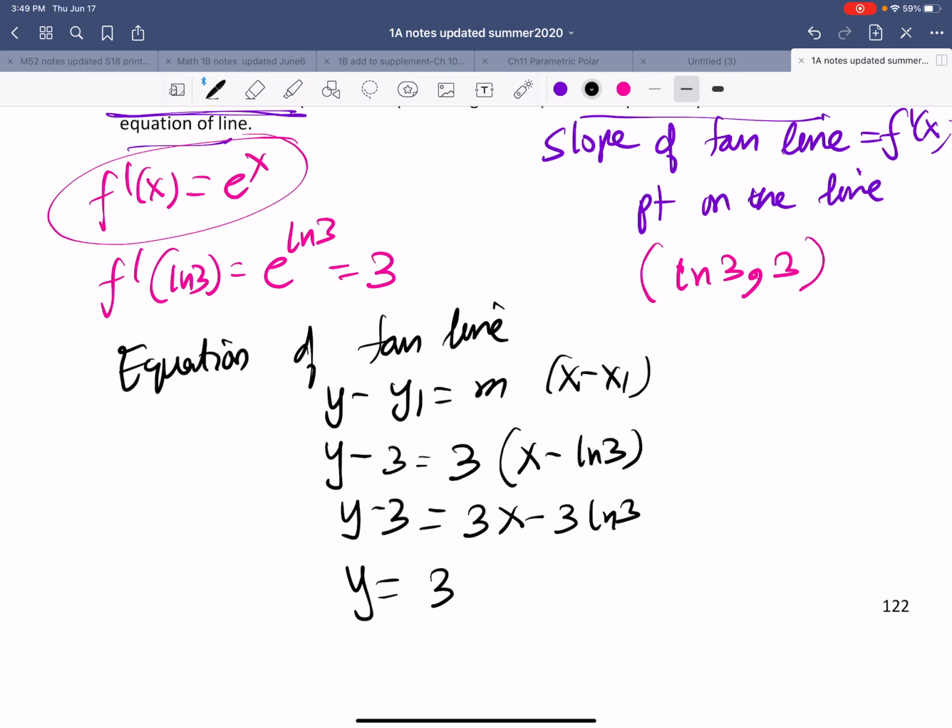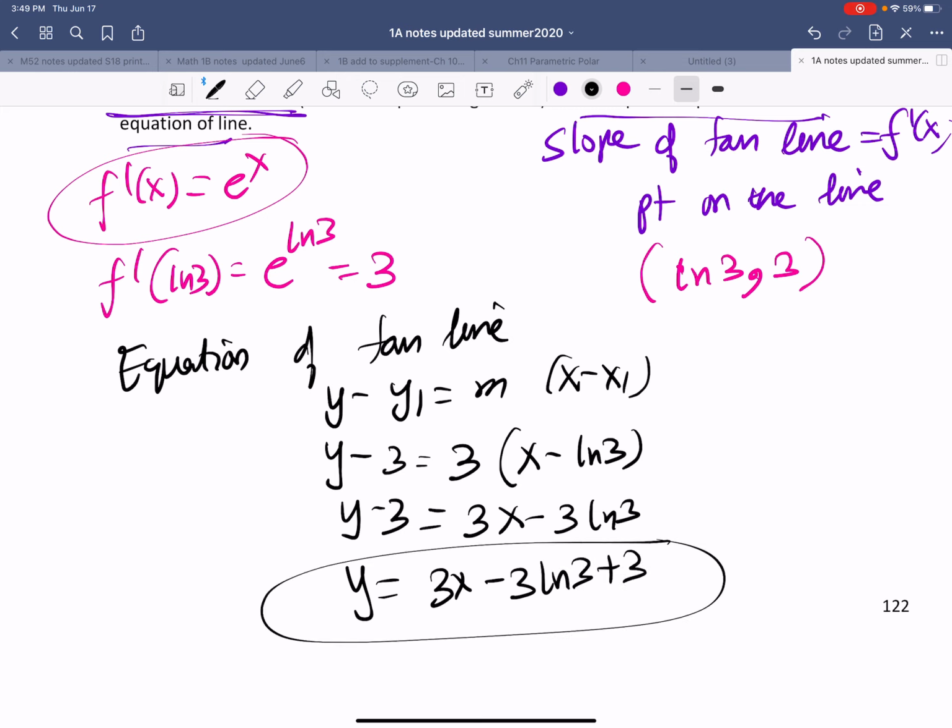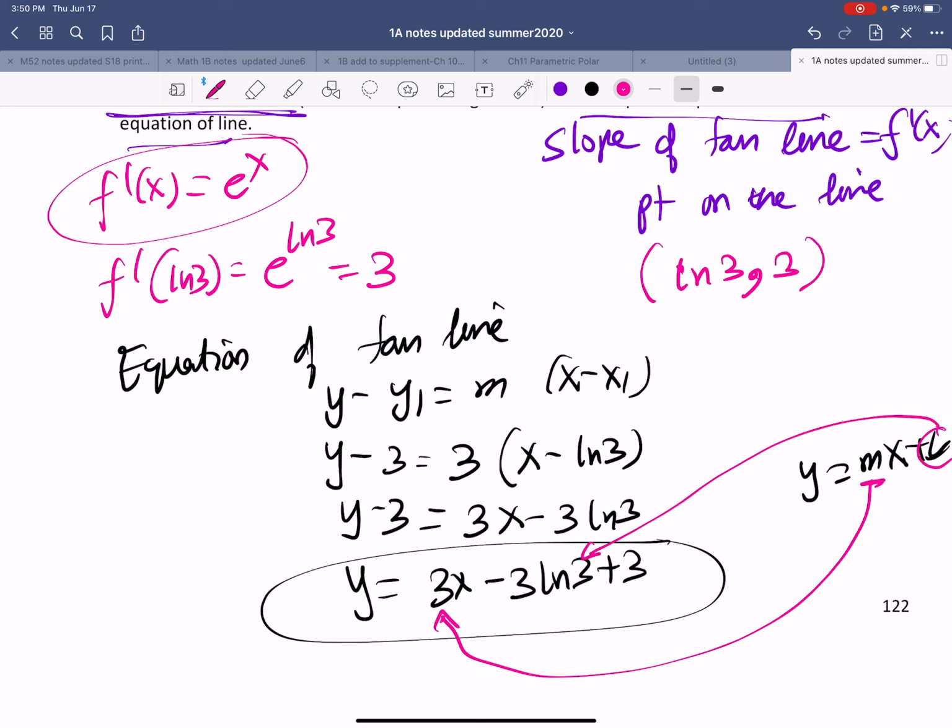And eventually add the 3 to the other side: y equals 3x minus 3 natural log of 3 plus 3. And that is going to be the final equation of the tangent line. So this is in the form y is equal to mx plus b, where your m is your slope, 3, and b is your y-intercept. This entire thing with the negative sign is your y-intercept.